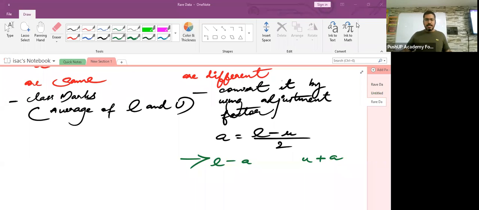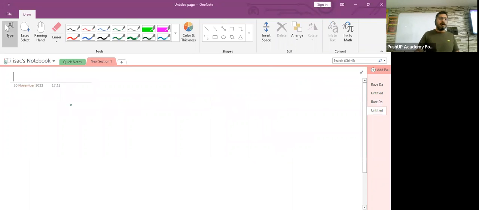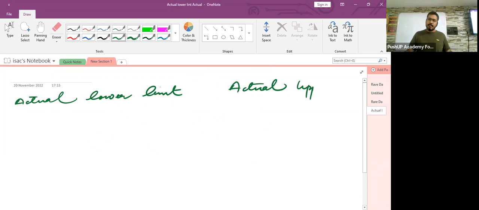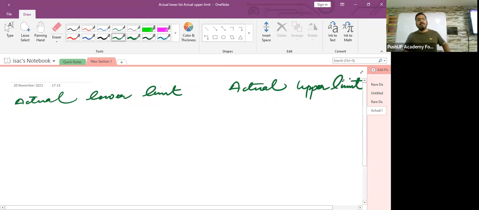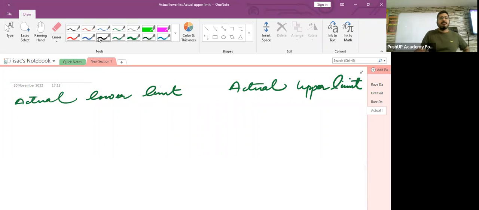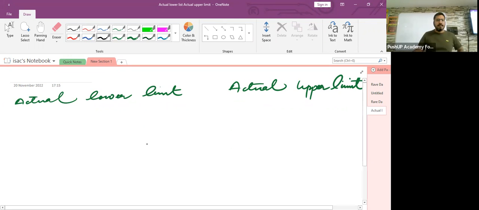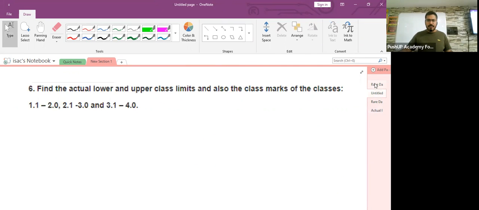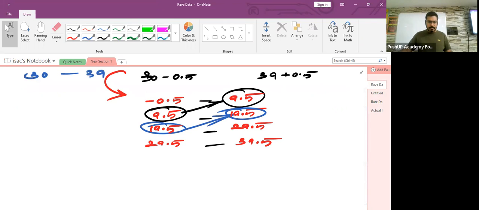All right. Now, children, if you have understood so far, let me teach you the meaning of actual lower limit and actual upper limit. This is the very first question asked to you in the textbook. So for that, I will take the previous illustration, this one.